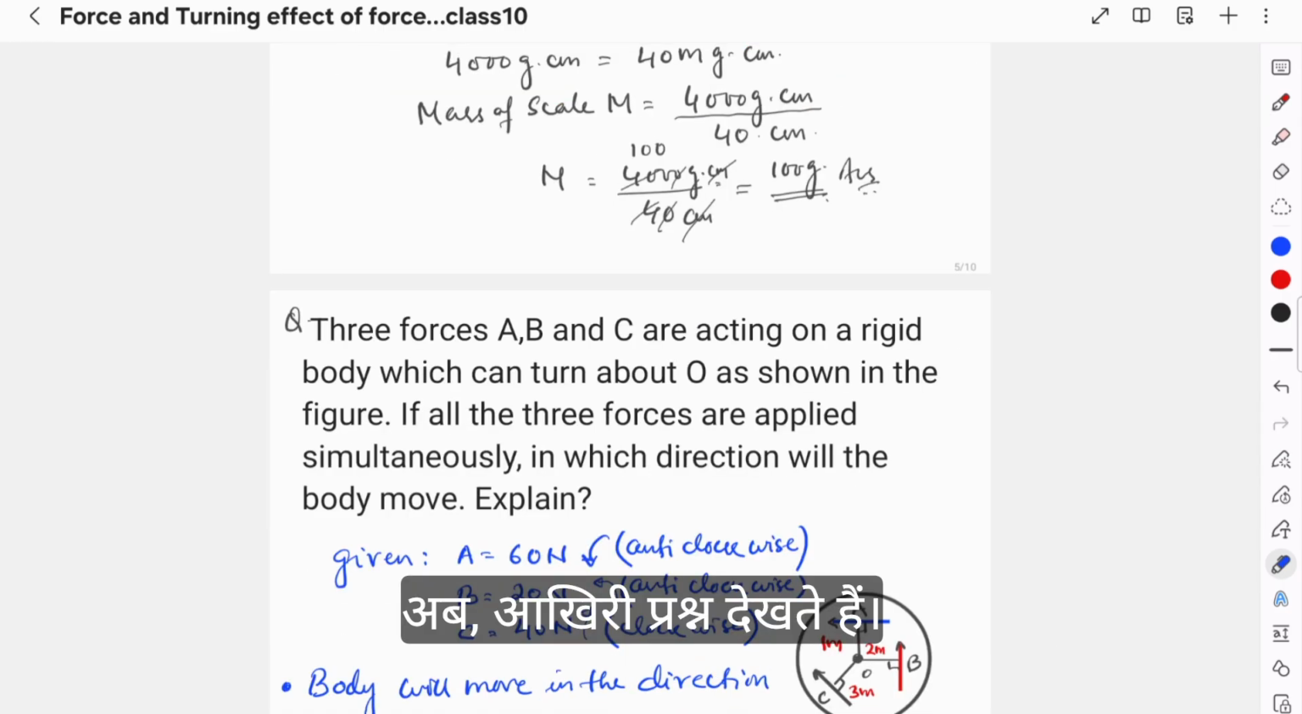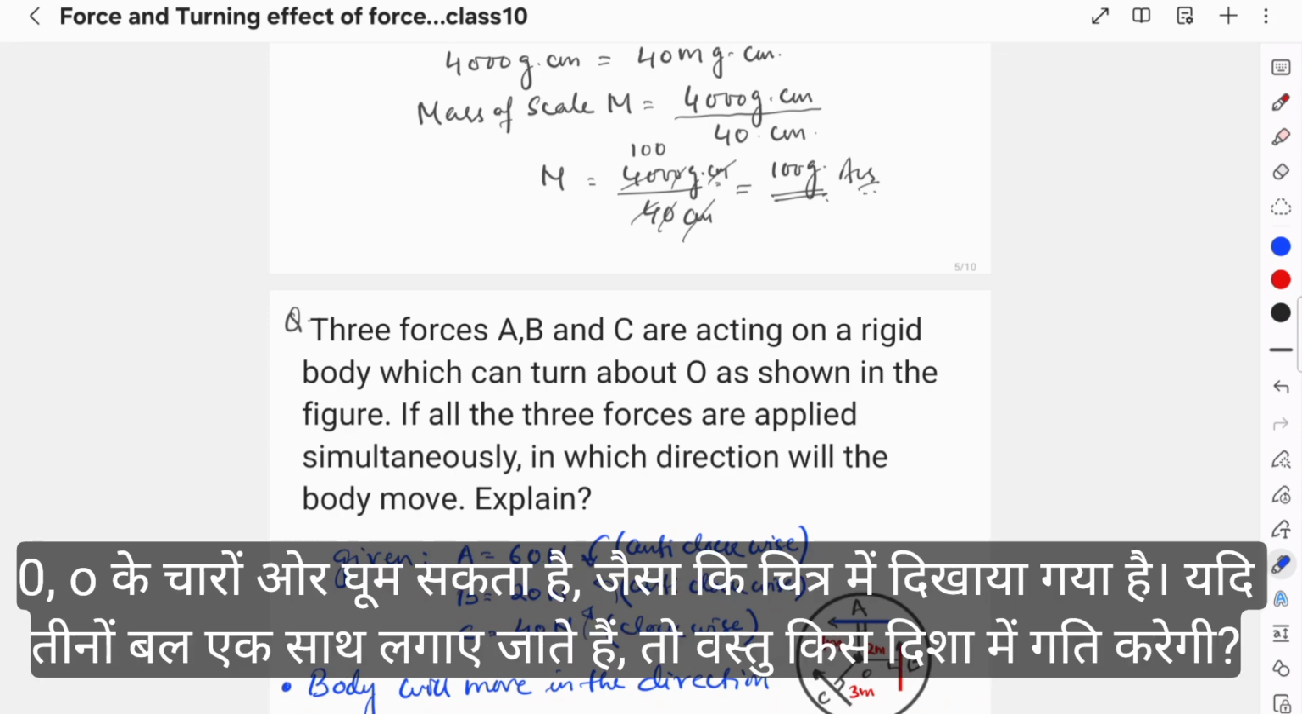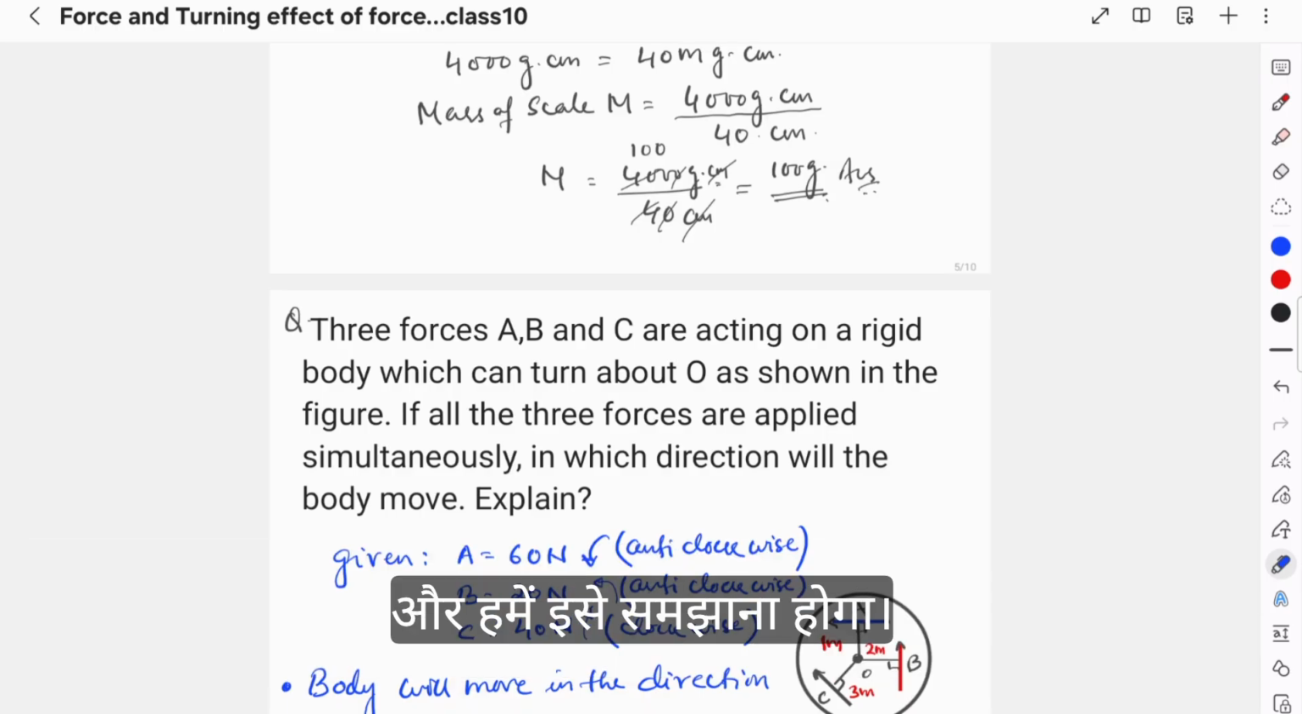Now let's see the last question. So it says three forces A, B and C are acting on a rigid body which can turn about O, as shown in the figure. If all the three forces are applied simultaneously, in which direction will the body move? And we have to explain this.